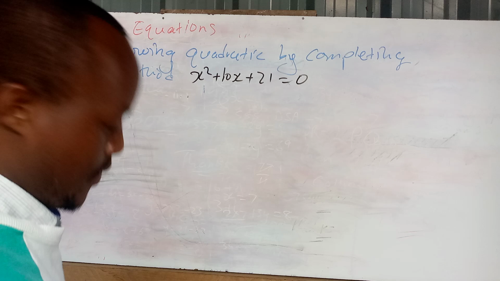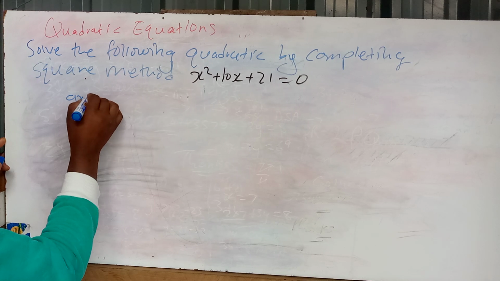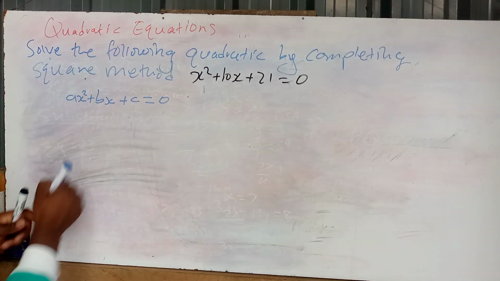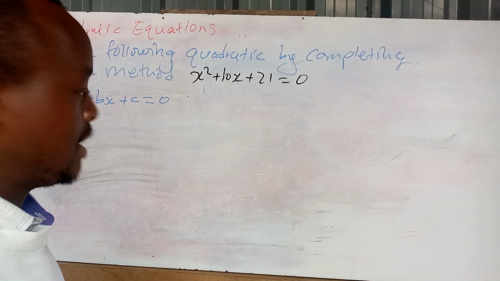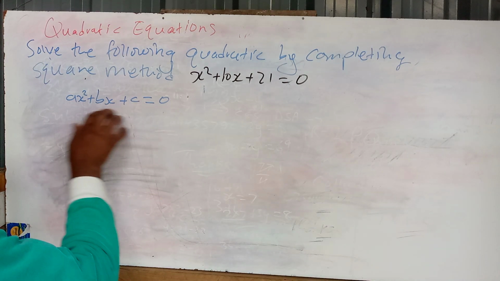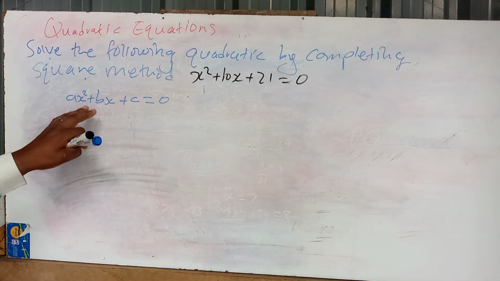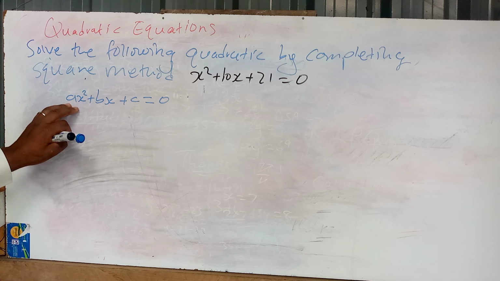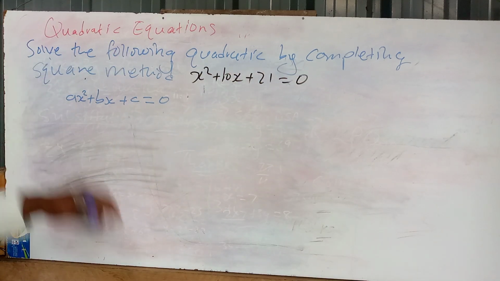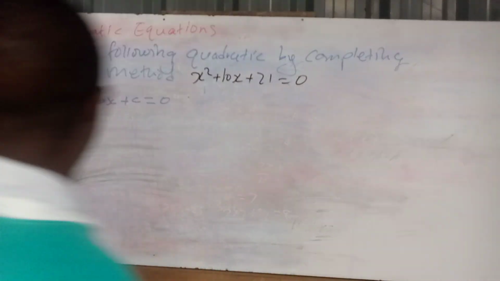Now, we already know that quadratic equations are normally in the form ax squared plus bx plus c is equal to 0, where b and c are just constants. Now, if you are given a quadratic of this nature and you are told to solve that quadratic equation using the completing the square method, this is exactly what you are supposed to do.